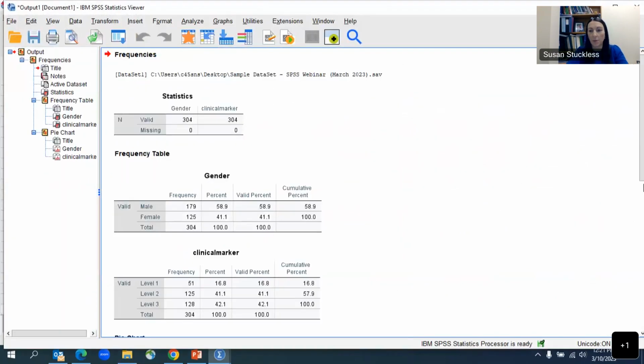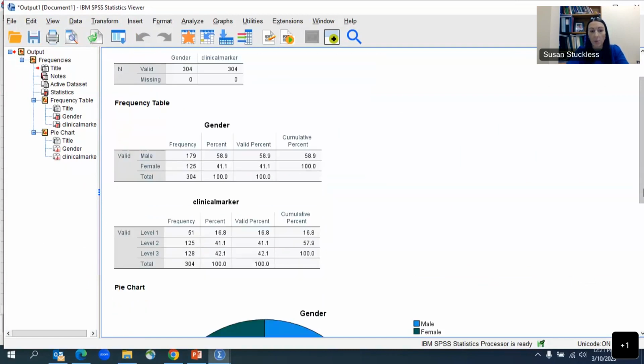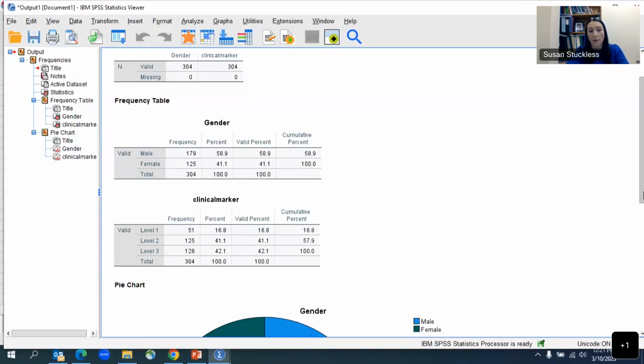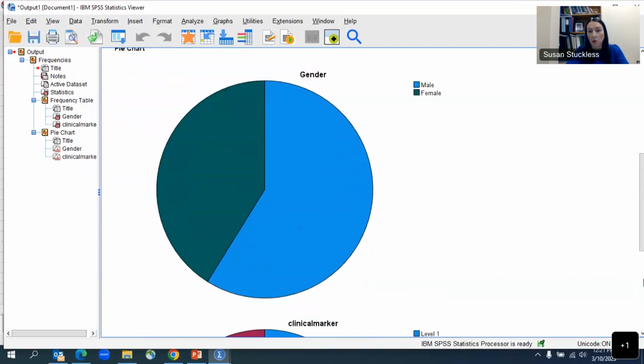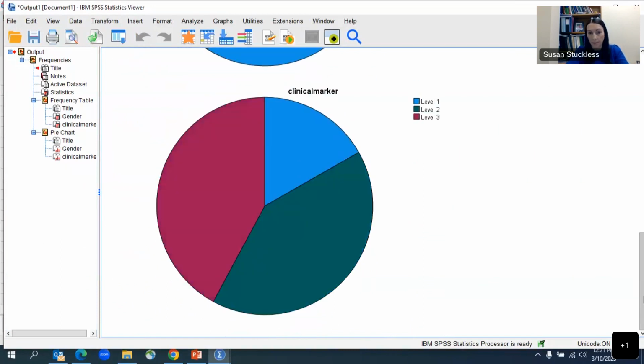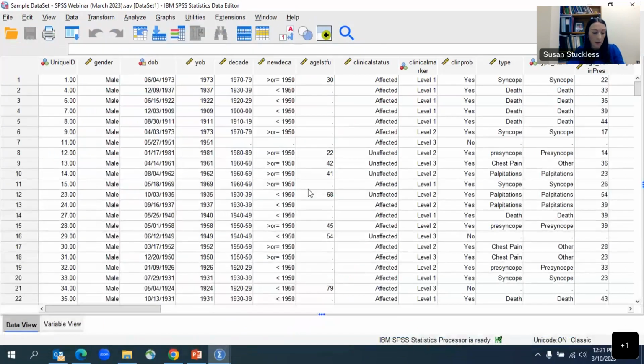So here we go. Basically, what that tells us is, in this data set, there are 304 individuals: 179 are male, 125 are female. And we can also look at the clinical marker. There are 3 levels: 51, 125, and 128. And then the pie charts show what it looks like for gender and for the clinical marker. All right, I'm going to minimize that back down again.